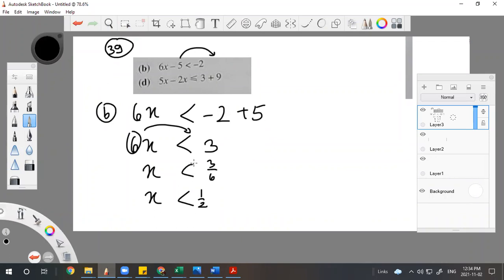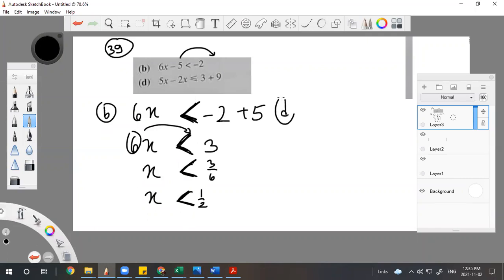You ingat gak? I pernah ngajarin kan? If you multiply with or divide with the negative, you will have to change the inequality sign. But ini nggak ada kayak negatifnya. Jadi biarin aja sama terus.